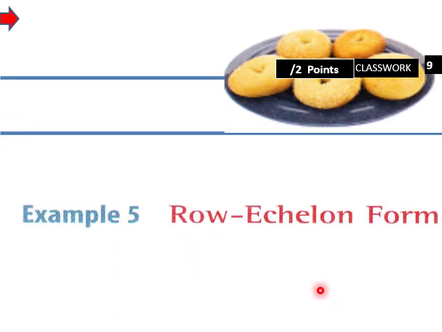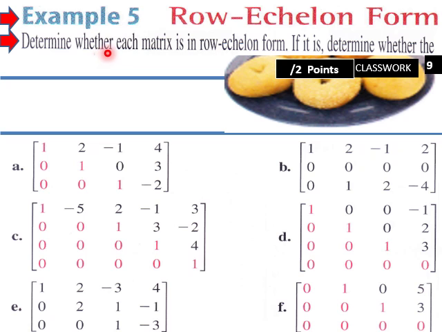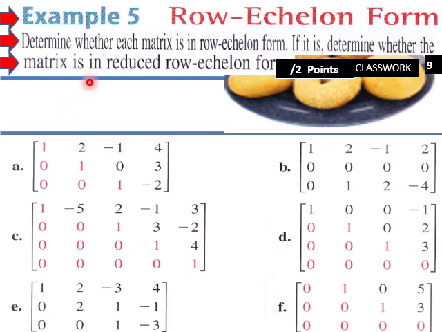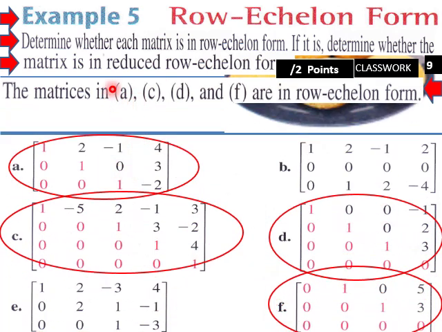So let's try one now. Row echelon form. Determine whether each matrix is in row echelon form. If it is, determine whether the matrix is in reduced row echelon form. So, okay. The matrices A, C, D, and F are in row echelon.